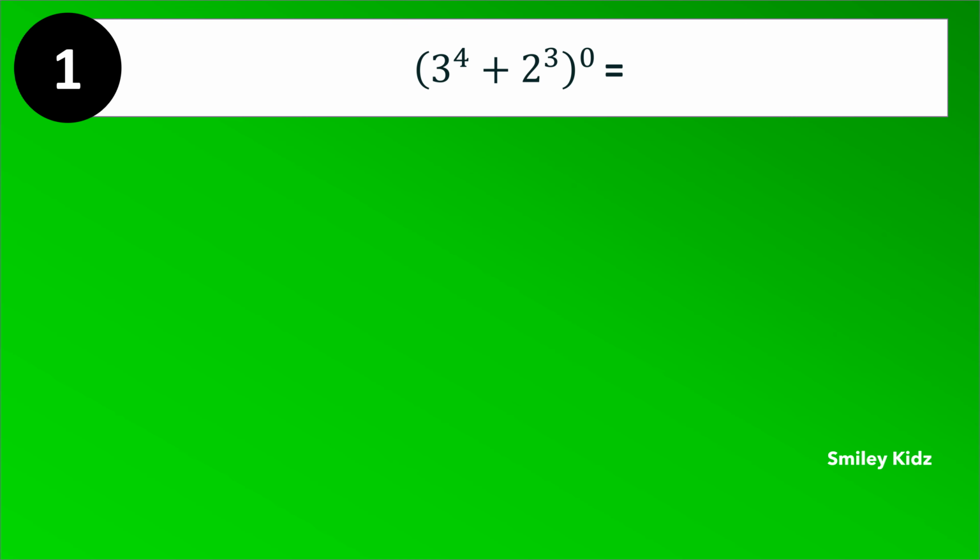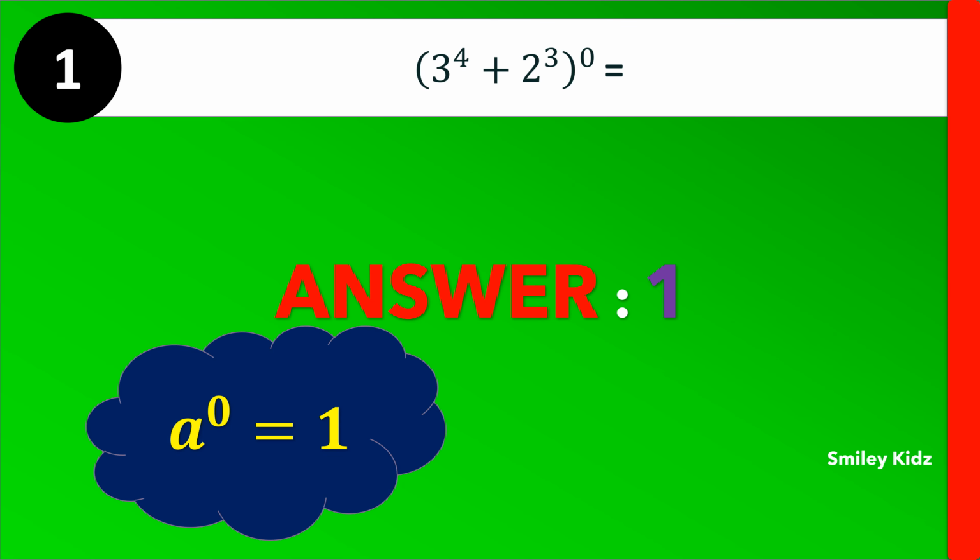3 to the power 4 plus 2 cube whole to the power 0 is equal to. Your time starts now. Your time is up. And the right answer is 1. Here we use the law a to the power 0 is equal to 1. So anything to the power 0 is 1.